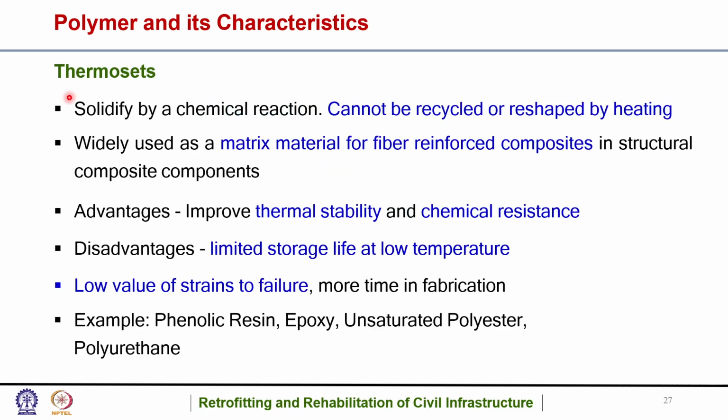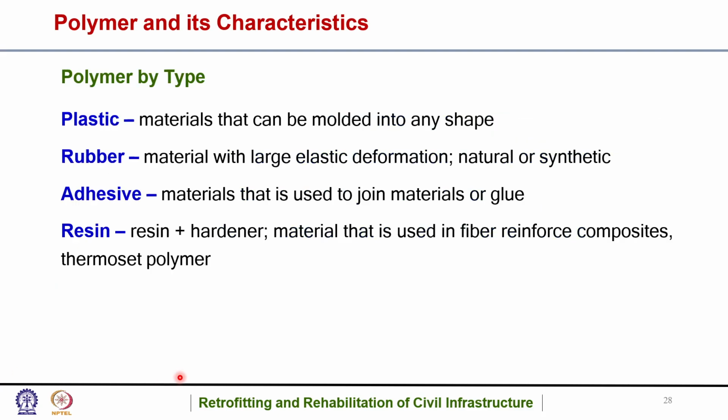Next, let us talk about thermosets. So they solidify by a chemical reaction, and they cannot be recycled or reshaped by heating. They are widely used as a matrix material for fiber reinforced composites in structural composite components. The advantages are basically they improve thermal stability and chemical resistance, and the disadvantages are they have limited storage life at low temperature, a low value of strains to failure, and it requires more time in fabrication. And the examples are phenolic resin, epoxy, unsaturated polyester, and polyurethane.